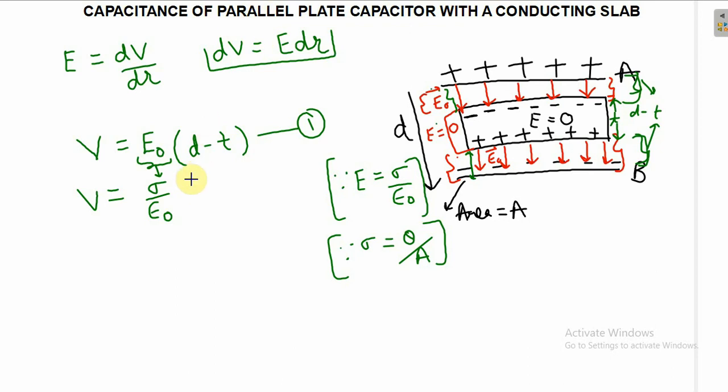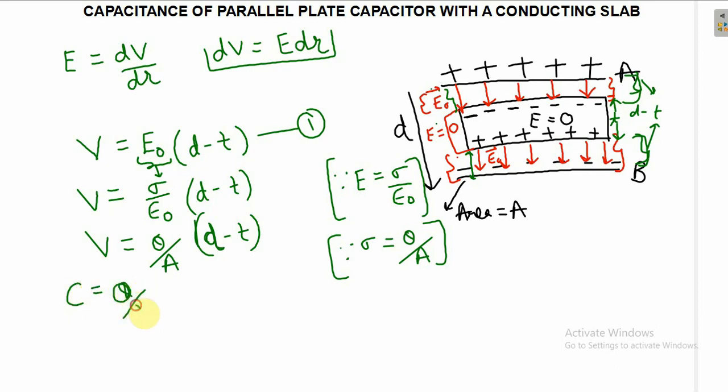In the next step, substitute the value of sigma. The value of sigma is Q by A. So this is your next equation. So basically we have to find the capacitance. So capacitance of a parallel plate capacitor, we have one formula, capacitance C equal to Q by V.